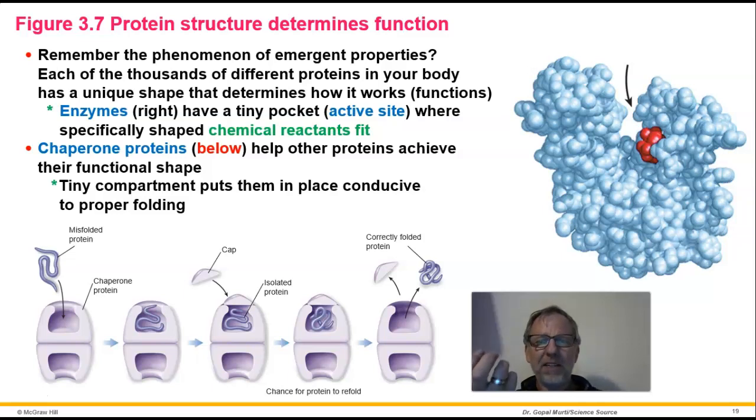So there's a little compartment inside of a chaperone protein, and a misfolded protein, a protein that doesn't have the right shape, fits into that compartment. A little cap goes on the top, and the environment in that chaperone protein allows the misfolded one to fold correctly. The cap comes off, the properly folded protein pops out, and then it can do its job. So chaperone proteins are really important for some of the proteins in cells to be able to get their correct shape, because otherwise the cellular environment wouldn't allow them to.